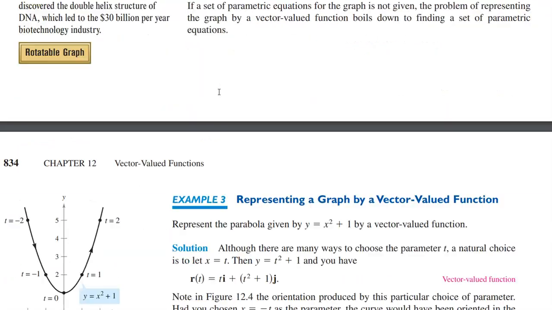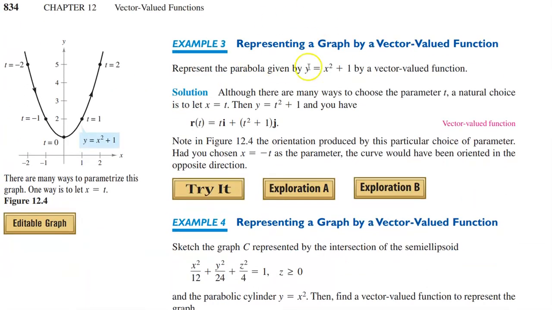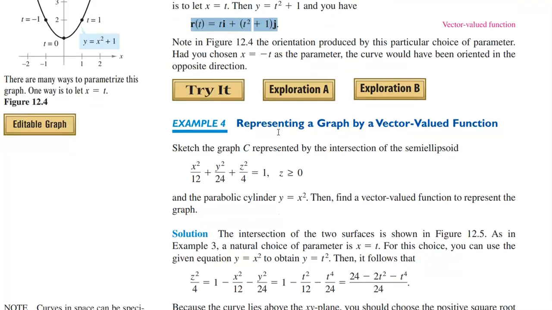What about representing a graph by a vector valued function? Well, you can let x equal t, then y is going to equal t squared plus 1. It's as simple as that, and then you just plug it into this, you're done.